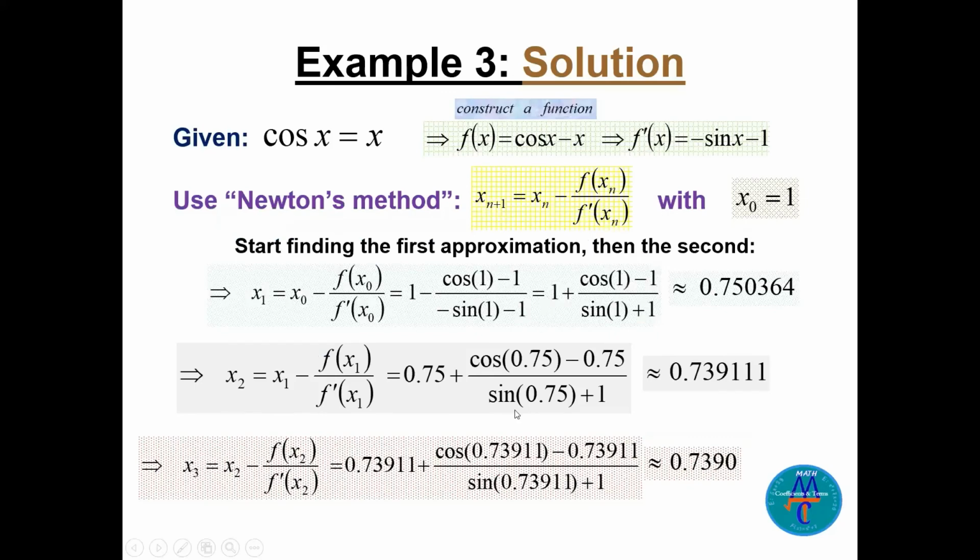And then we find 3 successive approximations with the same Newton's method. You can find x sub 1 is equal to x sub 0 minus f of x sub 0 divided by f prime of x sub 0. You put the numbers, you need the calculator sometimes, or if the question is easy, you can do it without a calculator. You can check the 3 successive approximations.